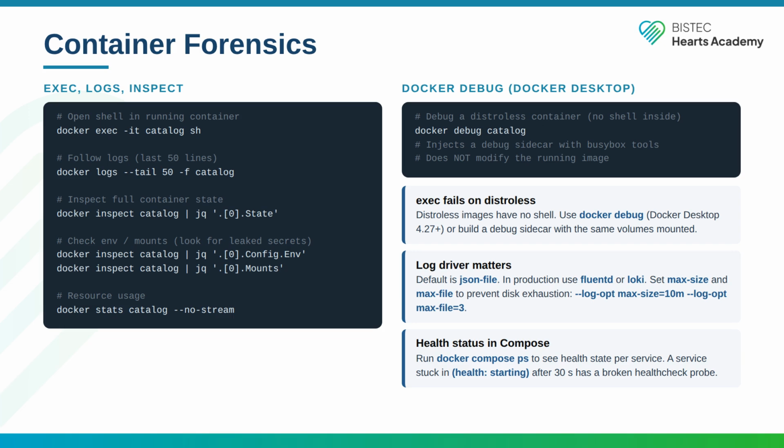Docker inspect returns every detail about a container's configuration as JSON. The most useful fields: State, which tells you if it's running and what the exit code was; Config.Env, which shows what environment variables were injected; and Mounts, which shows what volumes are attached. Pipe through jq to extract specific fields.